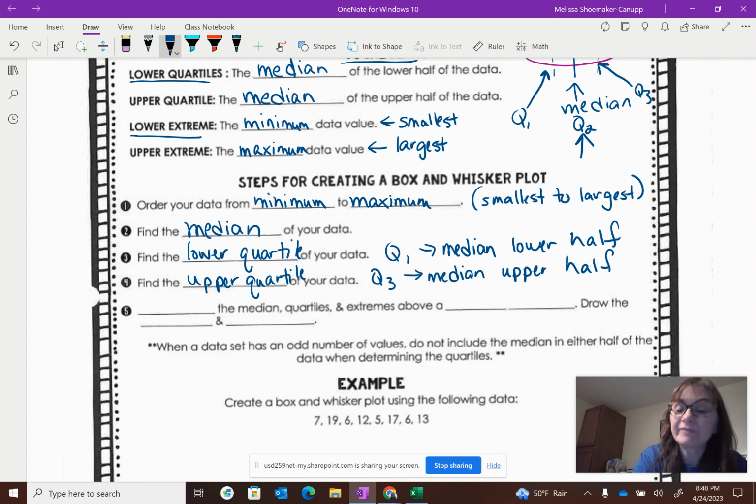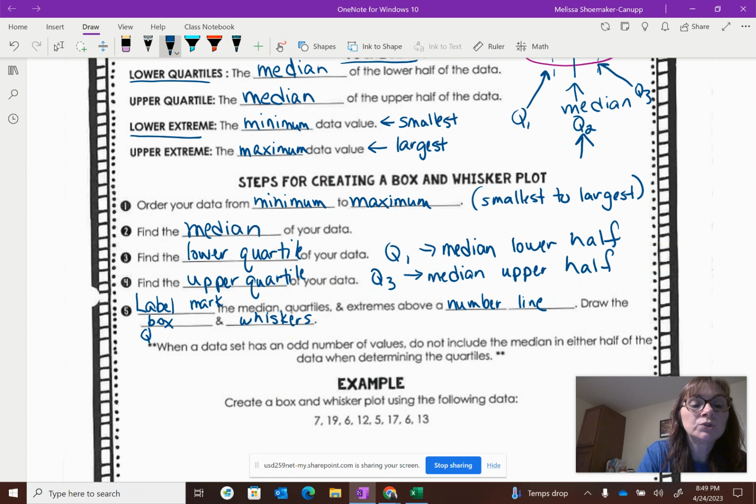So step 5, okay, this is when you actually are putting it and drawing it. You're going to label or mark the median, quartiles, and extremes above a number line. Then you draw the box, and then you draw the whiskers. Okay, the box goes between the Q1 to the Q3.